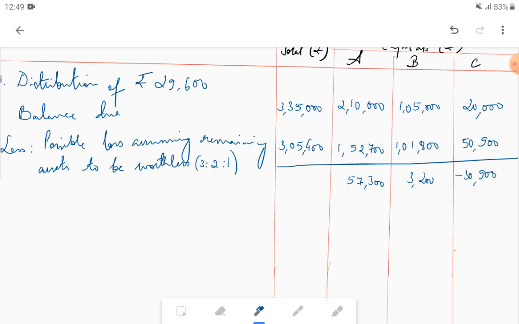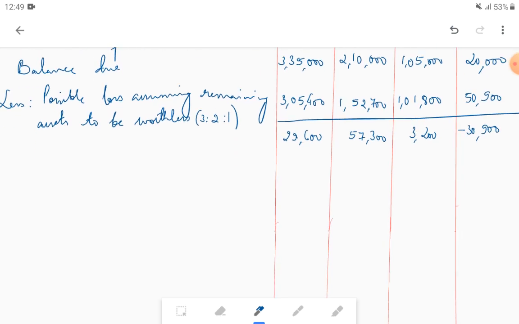In case of C, 20,000 minus 50,900 is negative 30,900. Remember, this is the deficiency of partner C. He has a negative figure, right? So partner C has a deficiency. And in case of insolvent partners, remember the Garner and Murray method, the partners who are solvent will make good their losses. So here, partner C has a loss of rupees 30,900. This will be made good by partners A and B in their capital sharing ratio, not profit sharing ratio.